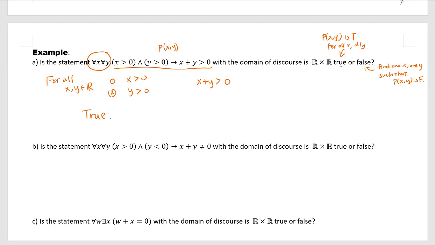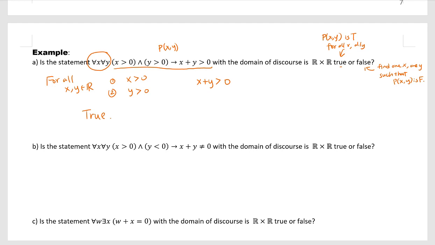Next is the statement for all x, for all y, x is greater than 0 and y is less than 0 implies x plus y is not 0, with the domain R. Is it true or false? If we want to show it's true, we have to show this works for all x and all y. If we want to show it is false, we just need to find an x value and a y value such that this is false.